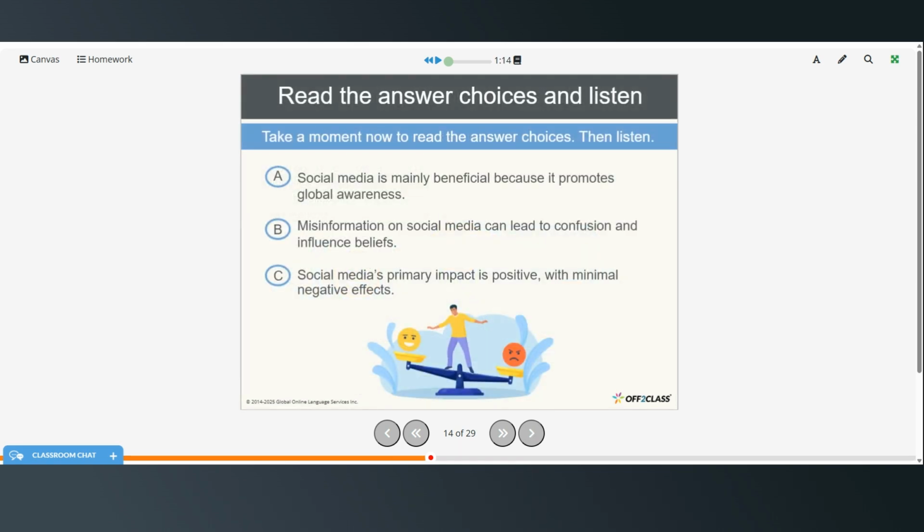So take a moment to read the answer choices and then we'll listen. Social media is mainly beneficial because it promotes global awareness. Misinformation on social media can lead to confusion and influence beliefs. And social media's primary impact is positive with minimal negative effects. So let's listen. Take a moment now to read the answer choices. Now listen and answer the question.